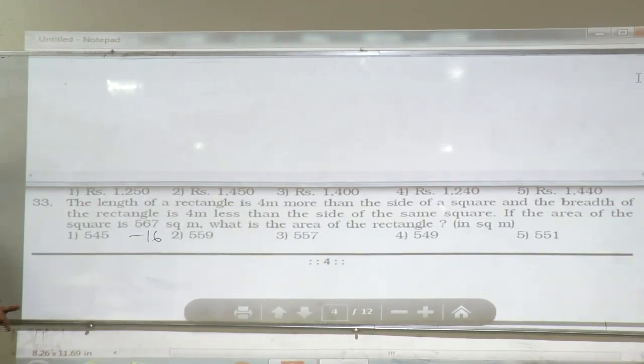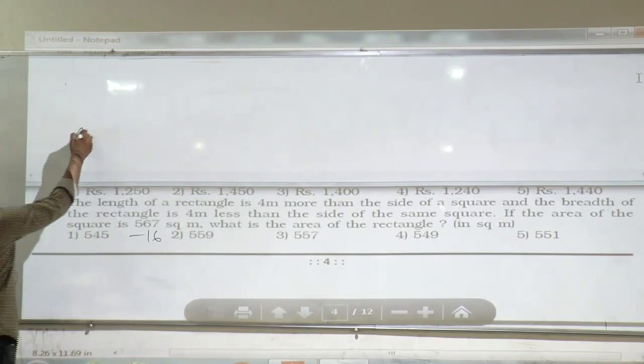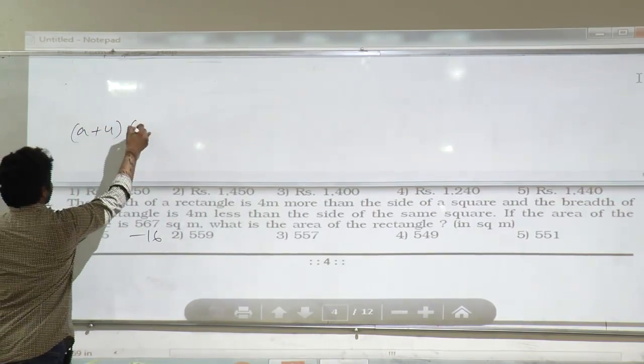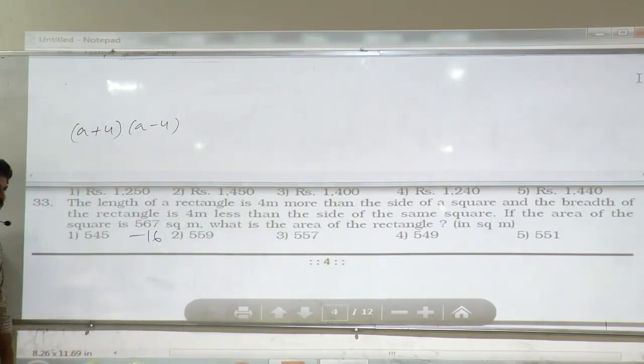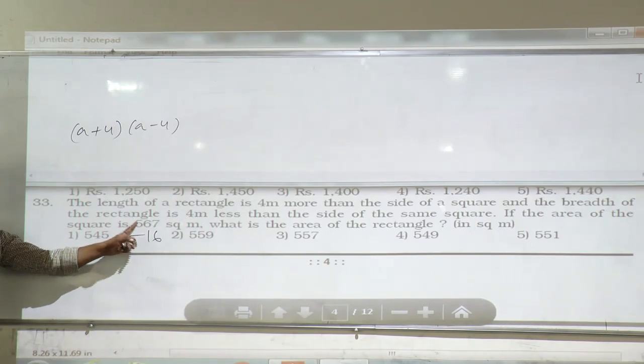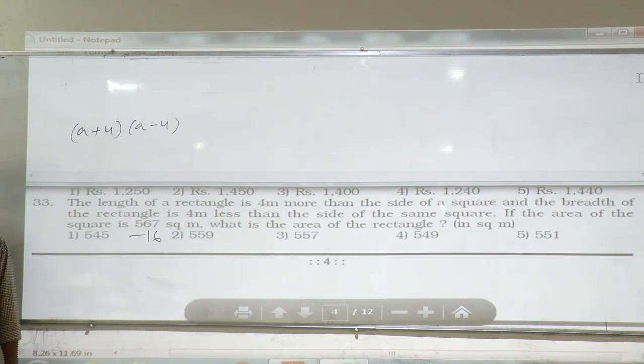Square area is A square, right? Length of the rectangle is A plus 4 and breadth is A minus 4, and you are asked about area, A square minus 4 square. A square is already given, 567. Subtract 16, that's it. Next.